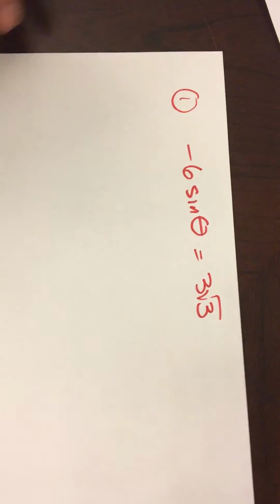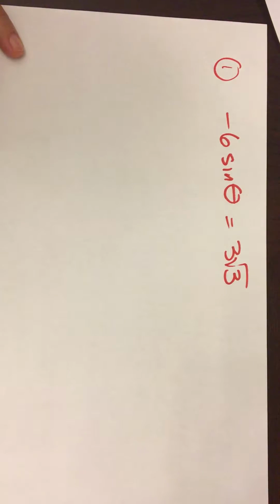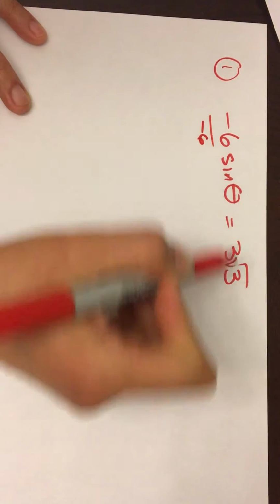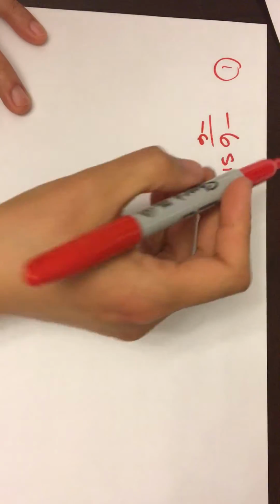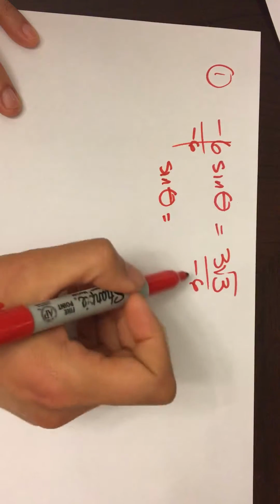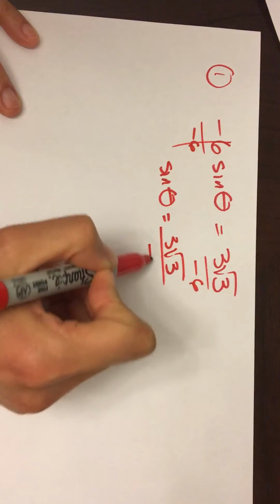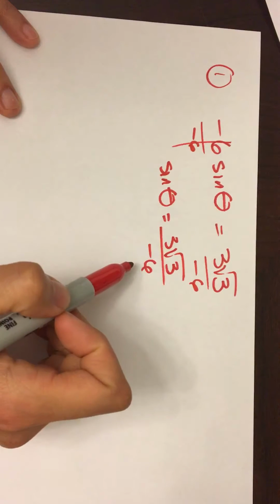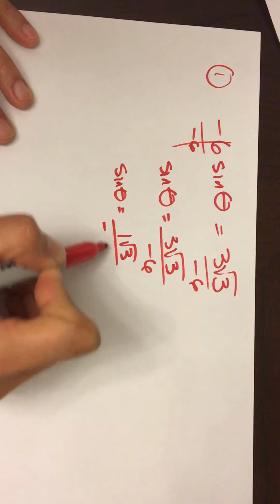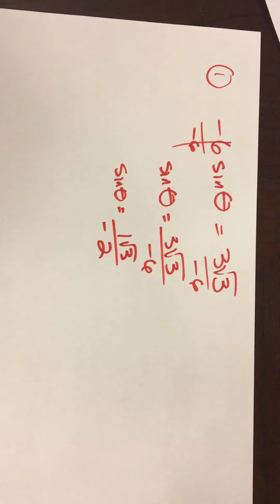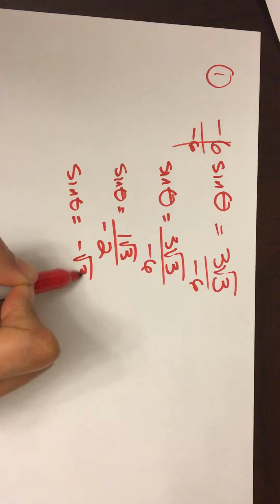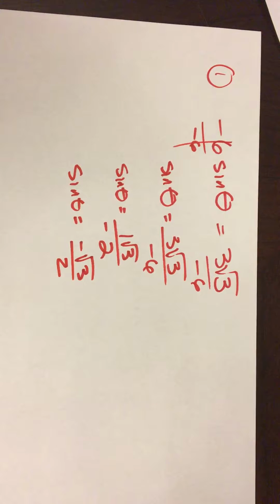All right, so the first example, we are going to do reversed operations. So we're just going to need to isolate sine of theta. To do that, we're going to divide both sides by -6. Okay, this will cancel out. We're left with sine of theta is equal to 3 square root of 3 over -6. 3 over 6, we can reduce that fraction as 1/2. And then just remember to keep that negative. And we can actually rewrite this in a simpler fashion by just having negative square root of 3 over 2.